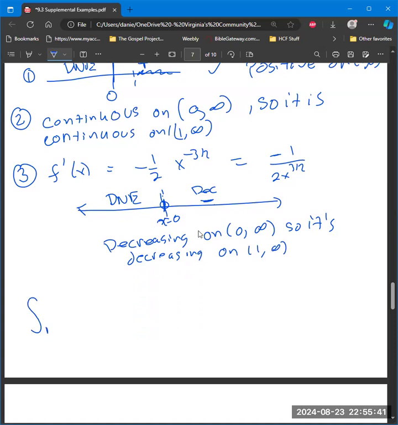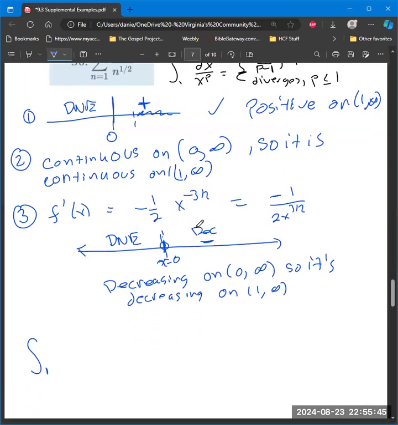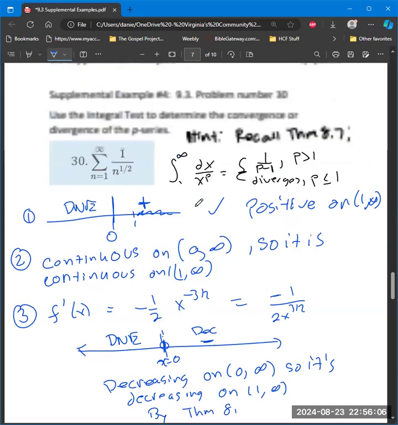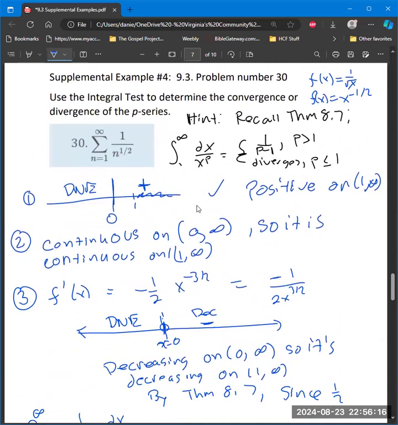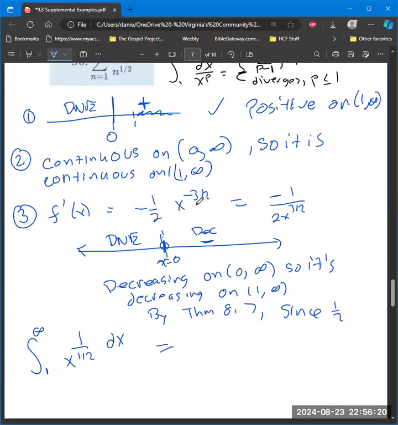So the integral from 1 to infinity of 1 over x to the 1/2 dx is equal to, let's say by theorem 8.7, since 1/2 is less than or equal to 1, this diverges.